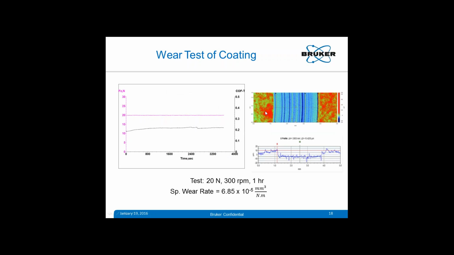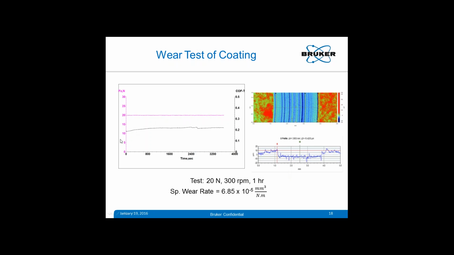Here you see there is a coating which was tested by this ring on disc test method. This is the original surface, and this is the wear scar, which was evaluated after the test. The test was done at 20 Newton, 300 RPM for 1 hour, and you see this was the depth of the wear. The volume of material removed from this coating was calculated, and the total distance traveled during the test was also calculated, and divided by the load, we get a specific wear rate of 6.85 × 10⁻⁵ millimeter cube per Newton meter.